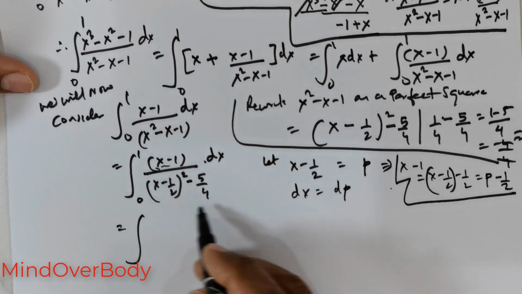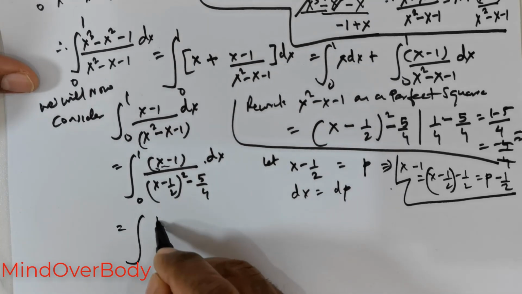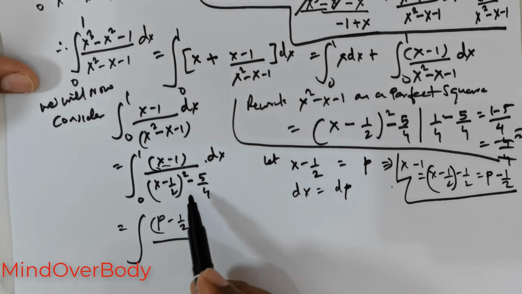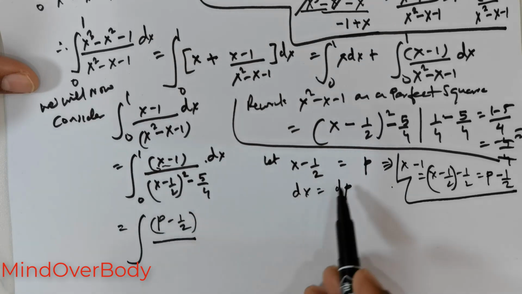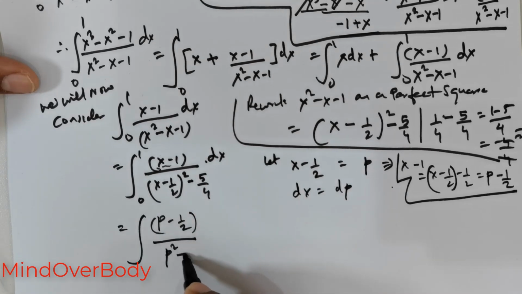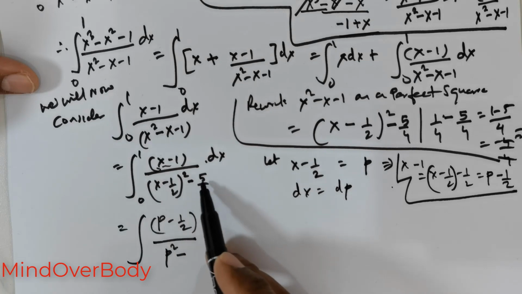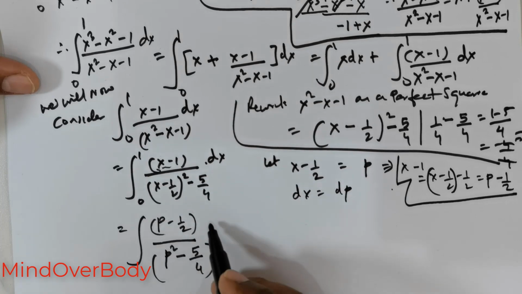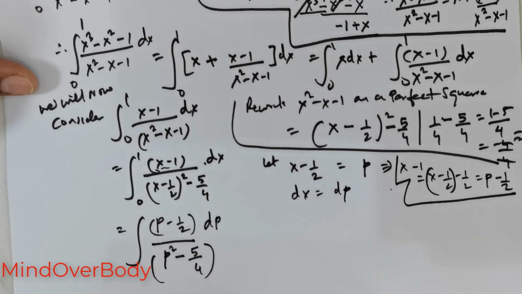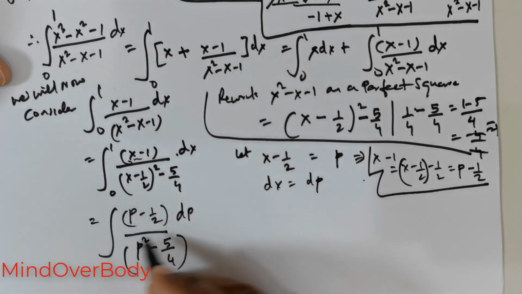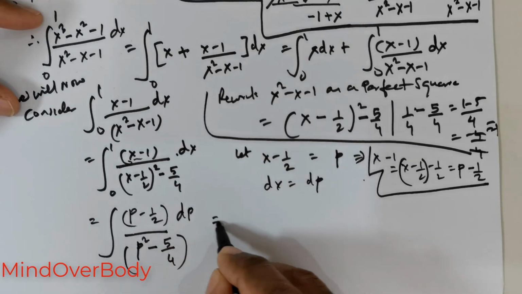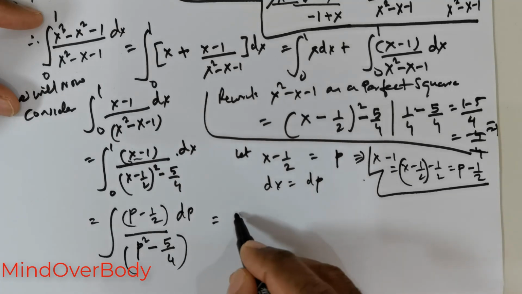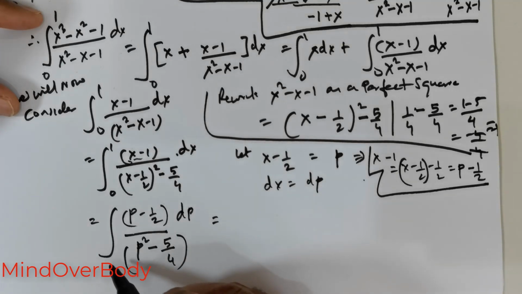So in place of x negative 1, I'm going to substitute p negative 1 over 2 divided by, in place of x negative 1 over 2, p squared negative 5 over 4. So this is what I got, into dp, right? Now you can split this in the following fashion. So this can be rewritten as, now let me come back to the limit.